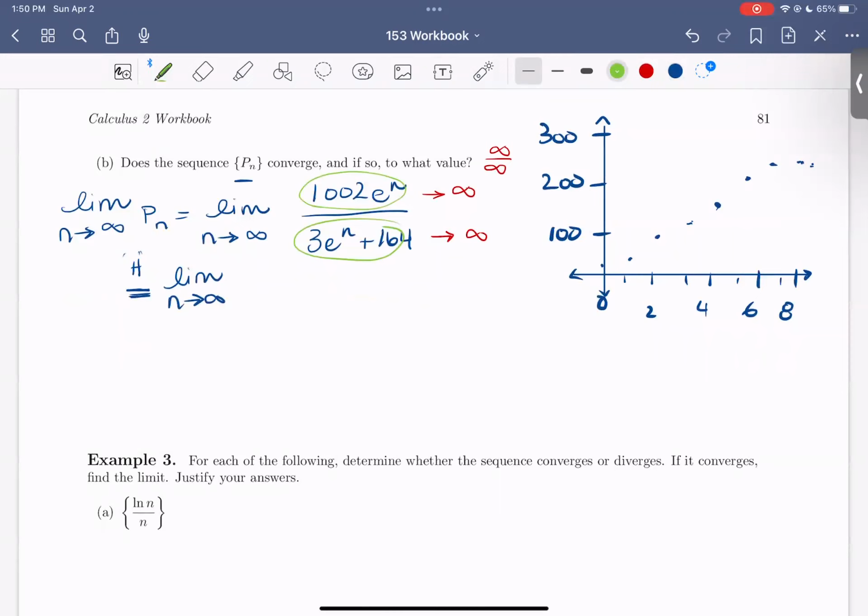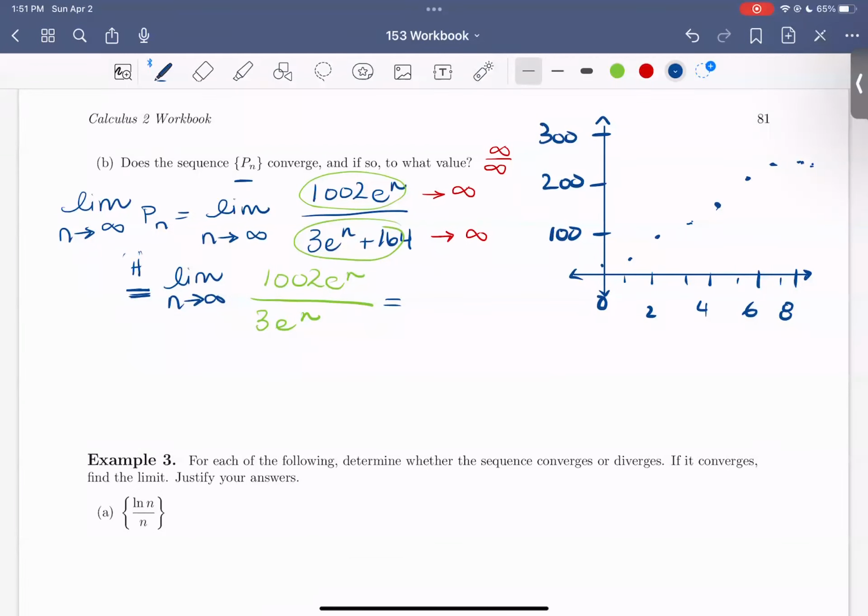Well, we have the derivative of 1002 e to the n. The derivative of e to the n is just e to the n, so we just get 1002 e to the n. The derivative of the denominator, 3 e to the n, would just be 3 e to the n again. But then the derivative of a constant is just 0. So we're left with the limit as n goes to infinity of 1002 e to the n over 3 e to the n.